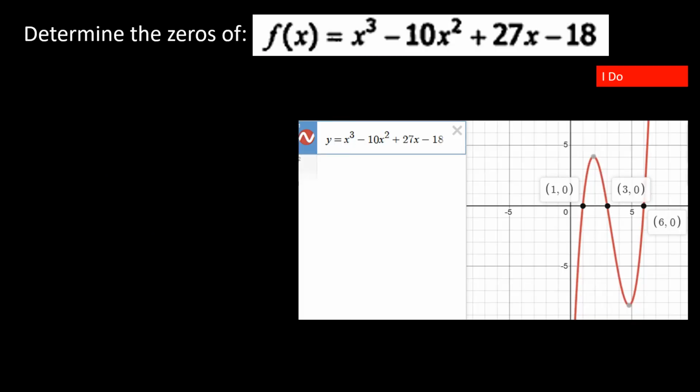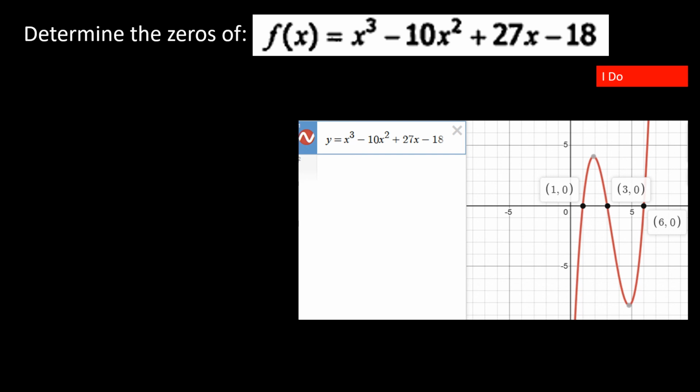And so lastly, determine the zeros of f of x equals x cubed minus 10x squared plus 27x minus 18. This is a Desmos problem, guys. Don't try doing this by hand. That's going to be a lot of factoring. We could do this by grouping. We're not going to do that, though.